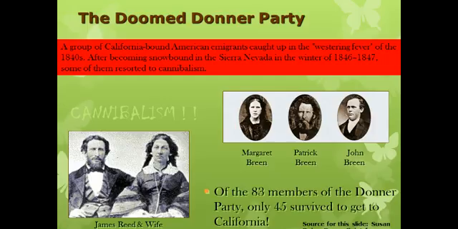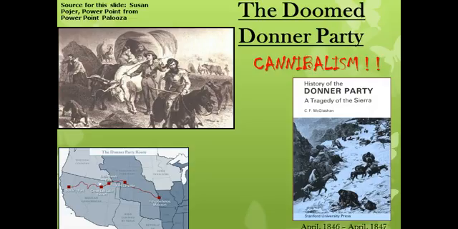All right, so the Doomed Donner Party. This is an infamous story of history about a group of folks who actually had to resort to cannibalism because they got snowbound in the Sierra Nevada. They were stuck there. They couldn't go anywhere for quite some time. They ran out of food, so they just ate each other. So that's not really that hot, but you've got to do what you've got to do to survive. Of the 83 members, only 45 survived to even make it to California.